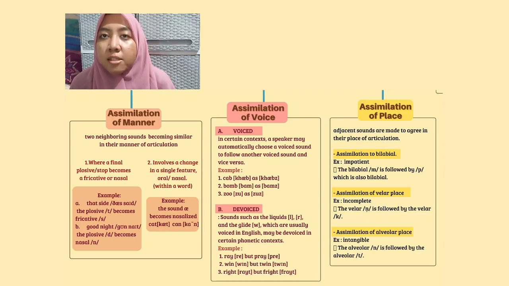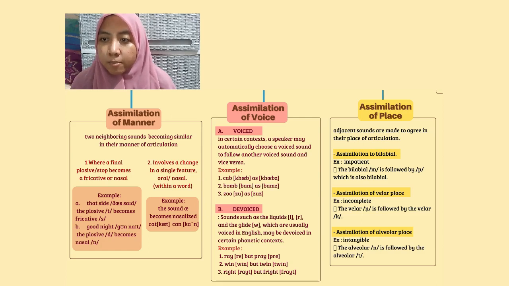It is much less noticeable compared to the other type of assimilation process. Thus, assimilation of manner can be possibly found where a final plosive or stop becomes a fricative or nasal sound. This commonly occurs across word boundaries.